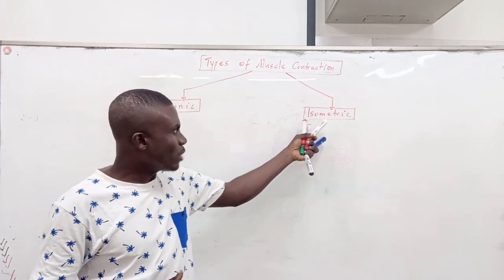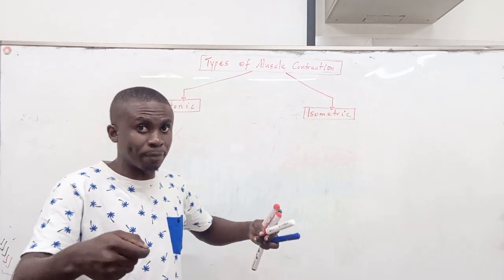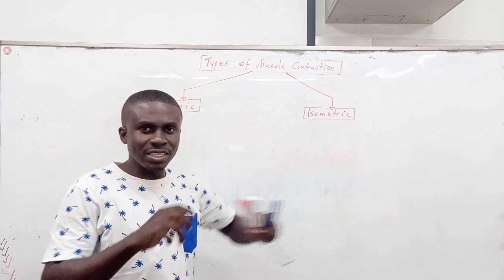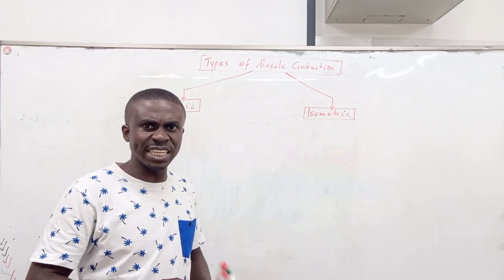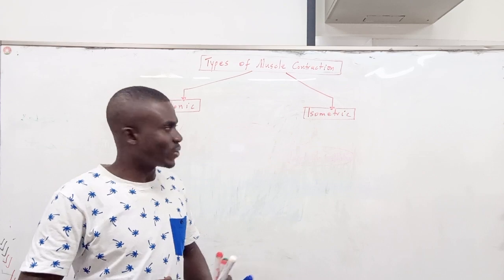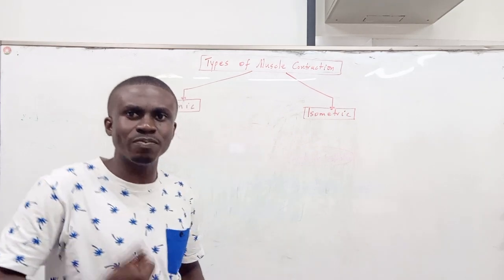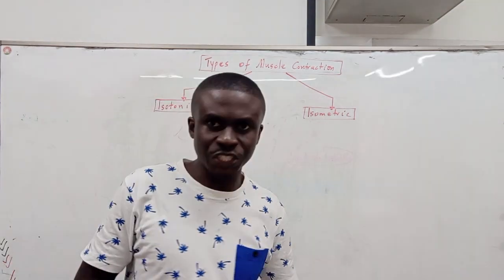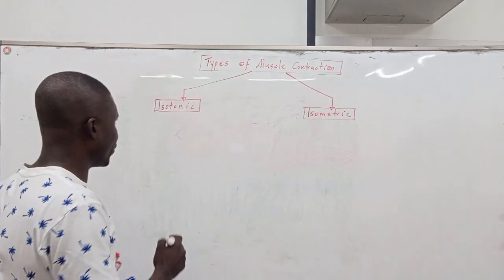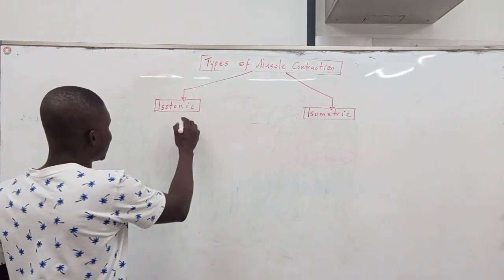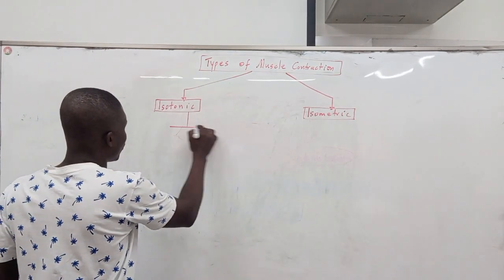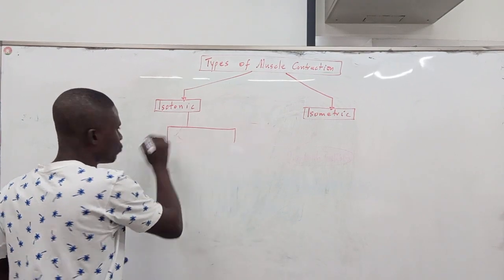Then in the case of isometric, iso has to do with the same, metric, the same length. Initially the length will be changed, it gets to a stationary level. Okay, and of course the force will be what? Changing. So now, one thing I want you to be aware of is that in isotonic contraction, we have two kinds.